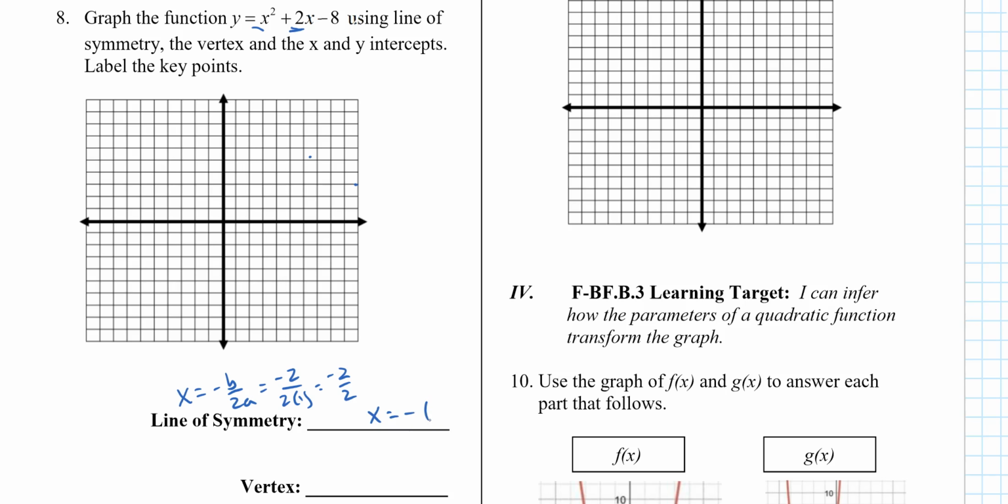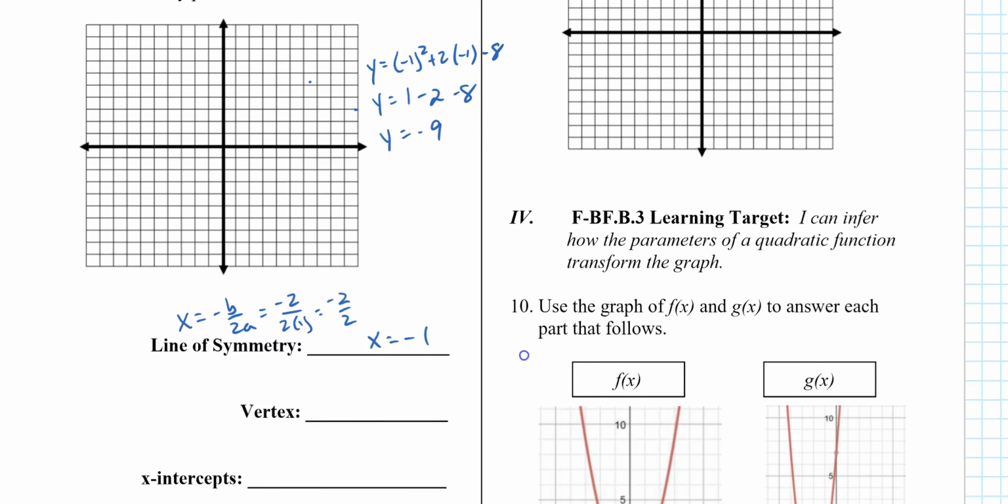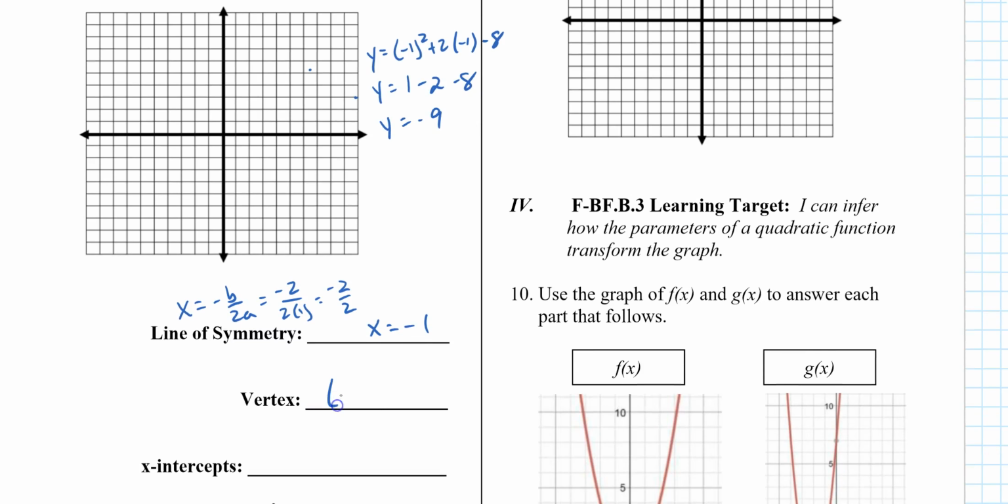My vertex, I know that my line of symmetry is the x value of my vertex. So the y value of my vertex is just plugging in my x value. So it's y equals (-1) squared plus 2 times -1 minus 8. This is going to be 1 take away 2 minus 8. This is going to be -9. So my vertex is at (-1, -9).